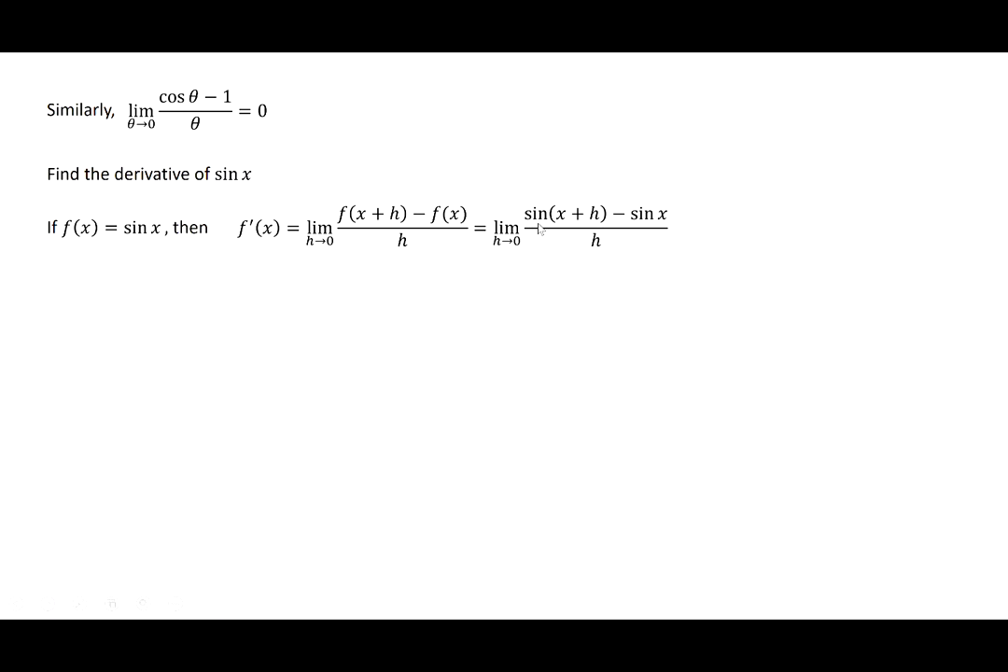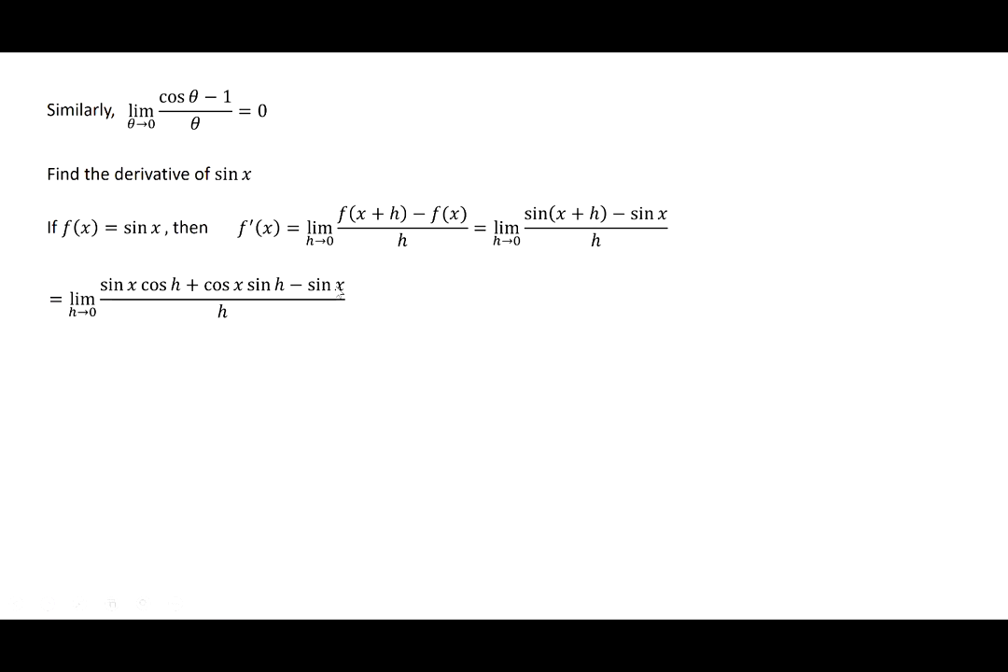Now you need to recall a trig identity. The trig identity says sine of a plus b is not just sine a plus sine b. So you cannot say, oh, this is sine x plus sine h. No, it's not. In fact, it's a bit more complicated. Sine of a plus b turns out to be sine a cosine b plus cosine a sine b. Okay, so if I apply that, I get sine x cosine h plus cosine x sine h minus this sine x that I have.